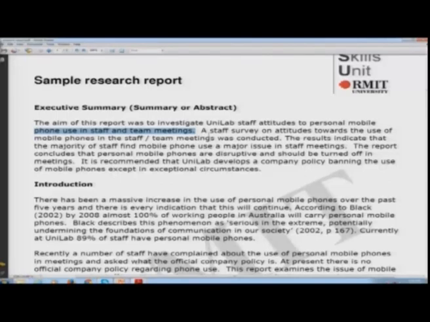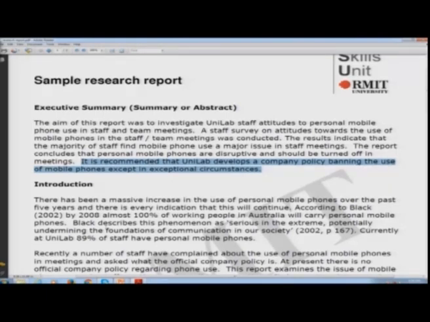Okay. So, what they did, the researchers conducted a survey. So, this is how they got the data, and the results are here, that they find it as a major issue. So, why is it a major issue? They are disruptive and there is a strong recommendation here that the company develop a policy banning the use of this.